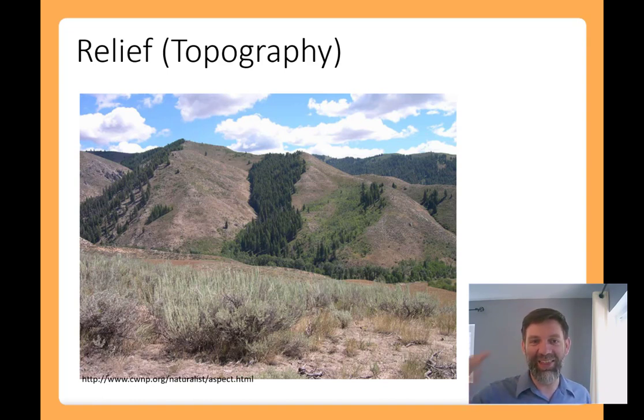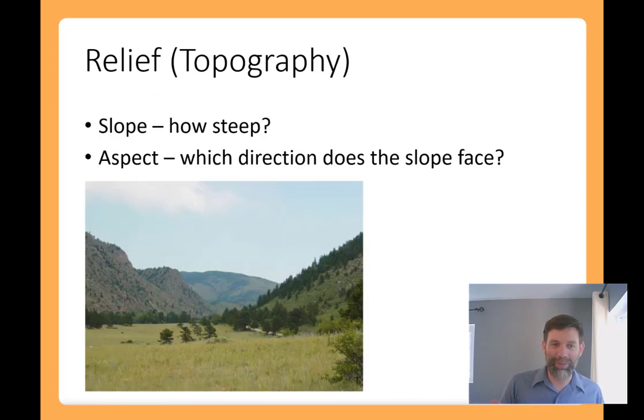So that's why we use relief, but it's the same idea. It's the lay of the land, the shape of the land, how the ups and downs are happening and how they're relating to each other. A couple of components are the main things that we're going to focus on: slope. How steep is the hill? Or is it just totally level? And second, aspect. If we have some slope, which direction is that slope facing?